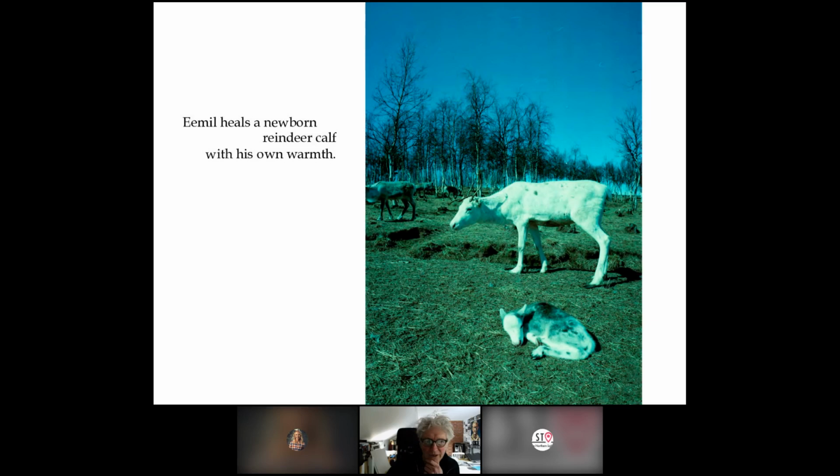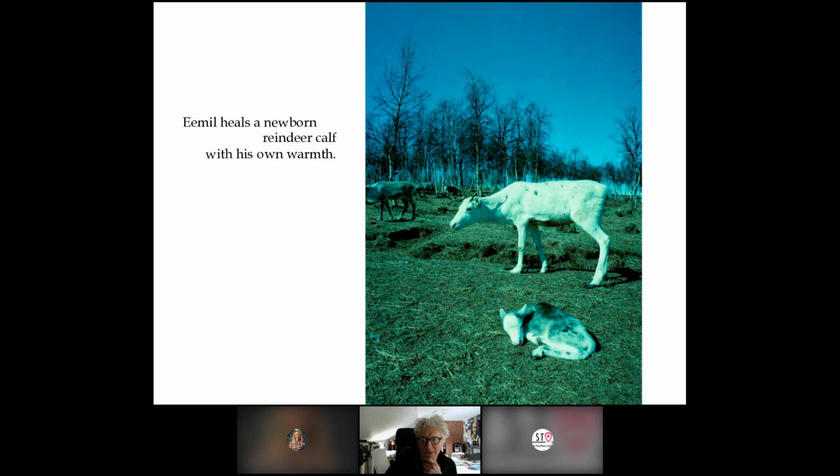One morning, a reindeer calf, just newborn, didn't get in the feeds. He was sick, and the mother was really worried about that, and Emil was thinking what he could do now, how to get it healthy again. And then he decided to take it in over the night. He took the calf to his armpit and slept over the night with the reindeer calf. And in the morning, he was jumping on his own feet.